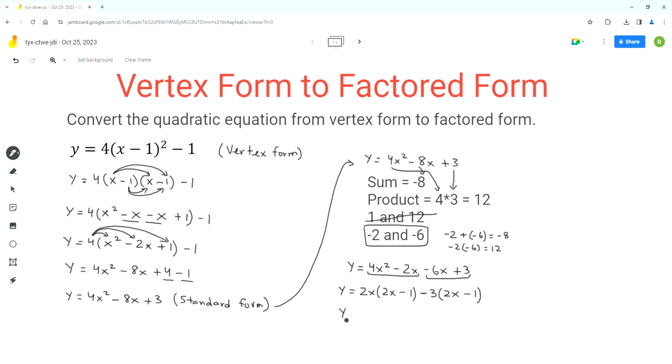Now that we have this 2x minus 1 in both terms, we factor out the 2x minus 1. And now we write what's left from these two terms in another parentheses. So we get 2x minus 3. So this is the equation in factored form. So this 2x comes from here and this negative 3 comes from here. So these are the steps you have to keep in mind to convert an equation from vertex form to factored form. So I hope you'll find this video useful.